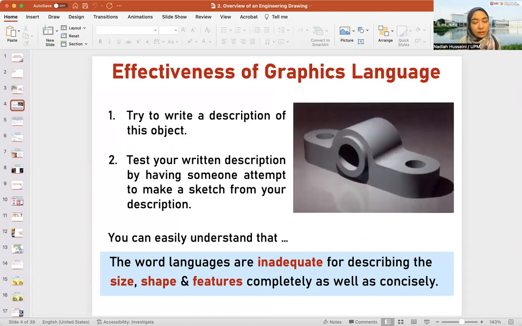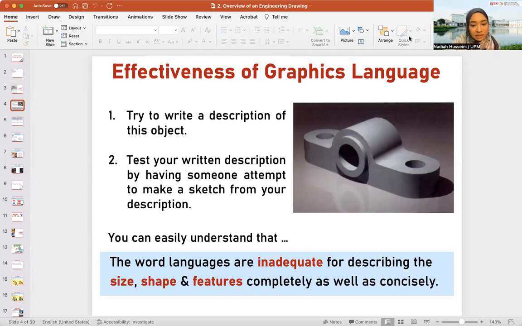So, the effectiveness of graphics language. Look at this object, try to describe how to draw it. Let's say you want your friend to draw this object. How would you describe this object so that they can draw it correctly with the right dimension? It's quite hard, right? Doing it in written description is hard and sometimes not enough. So we have to use graphics to convey what we want our friend to draw for us.